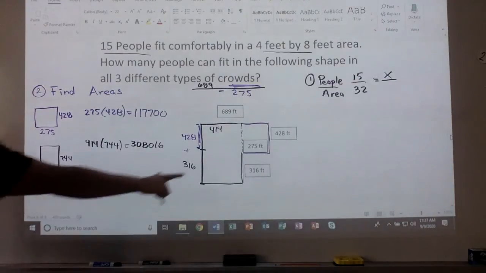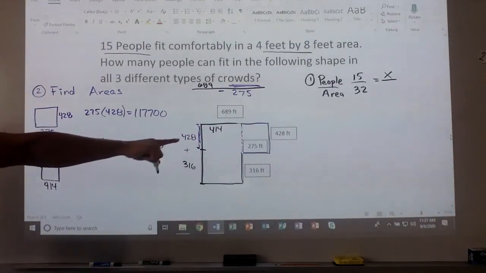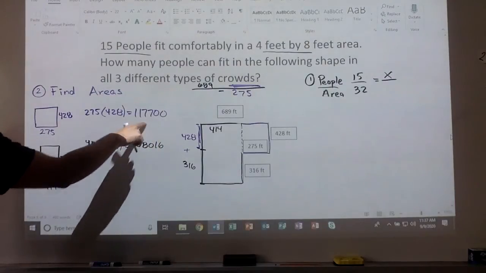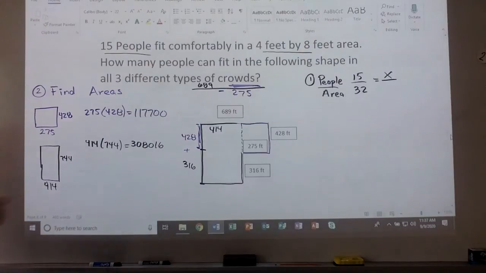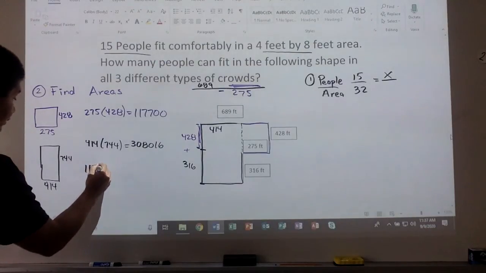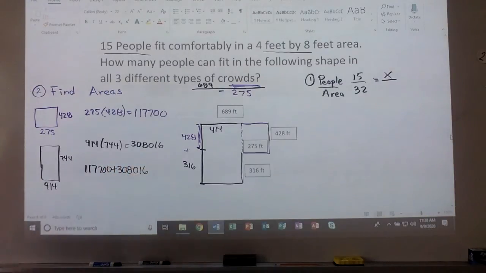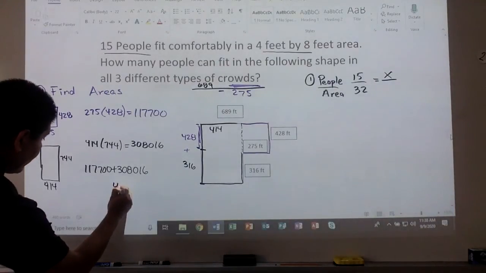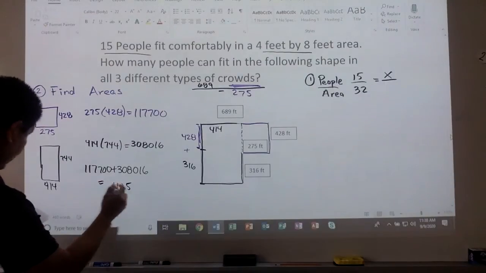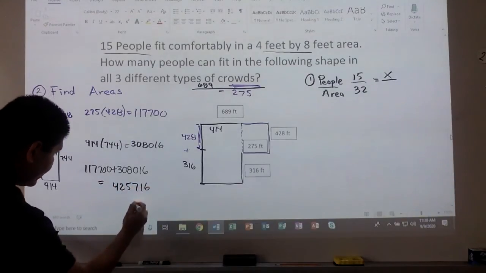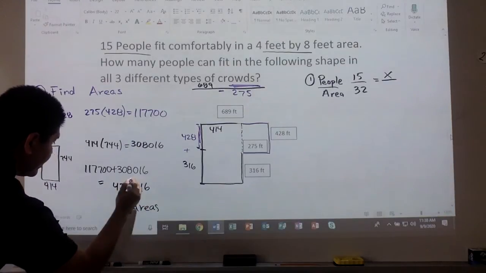So I have found the area of this, the area of this. So what do you think I'm gonna do with these two? Just gonna add them. So 117 plus 6. Add them. That should give you the area of the whole shape. This is called a regular shape because I needed to cut it in shapes I knew to figure it out. So once you add it, I got this much, 25,716. Again, these are the areas.